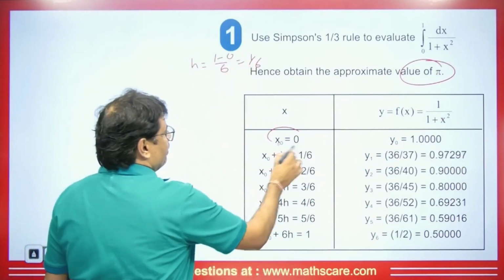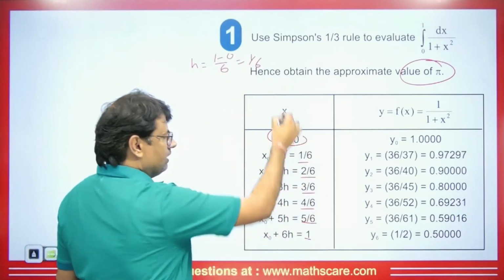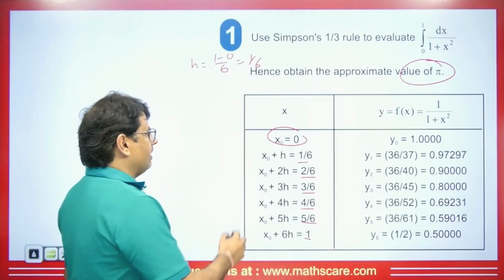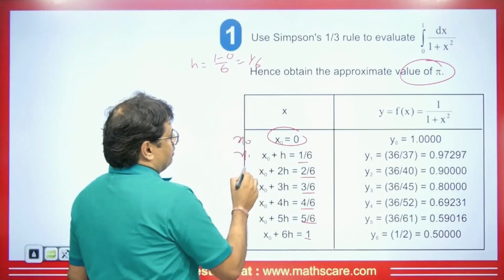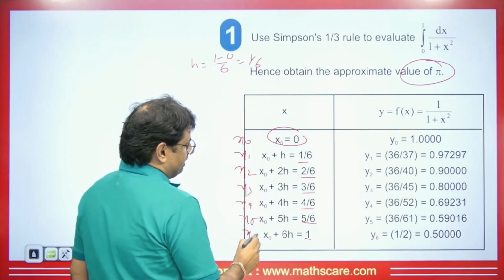We will take x as 0 and we'll add 1 by 6 again and again. We will have x0, x1, x2, x3, x4, x5 and x6. I hope you get this series here.